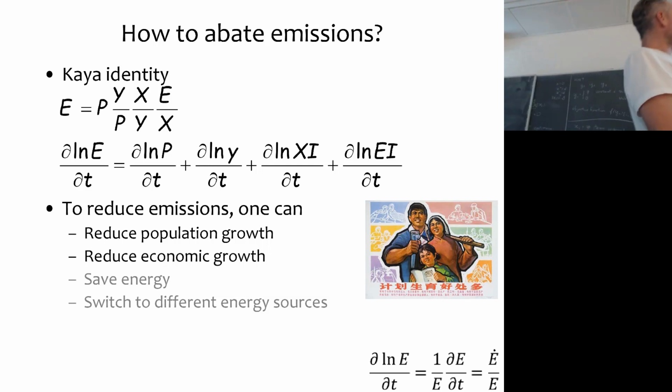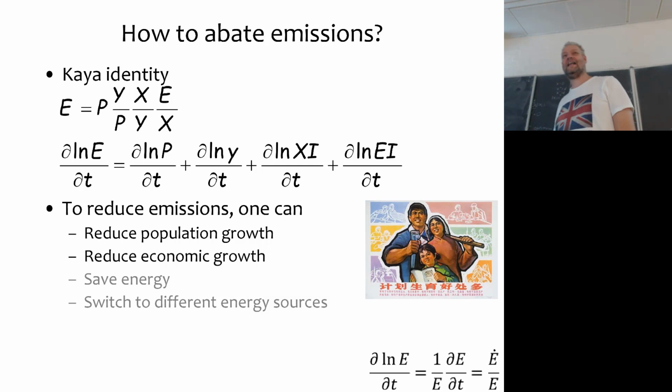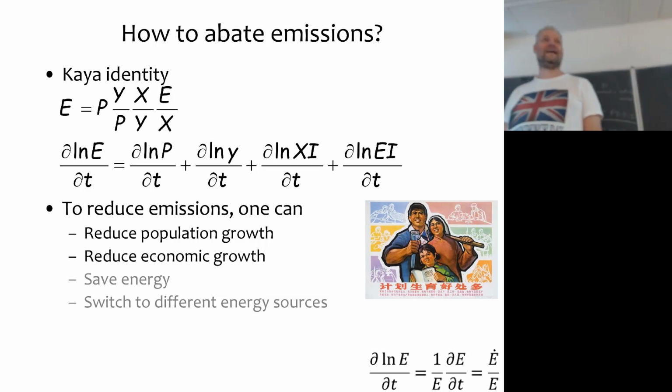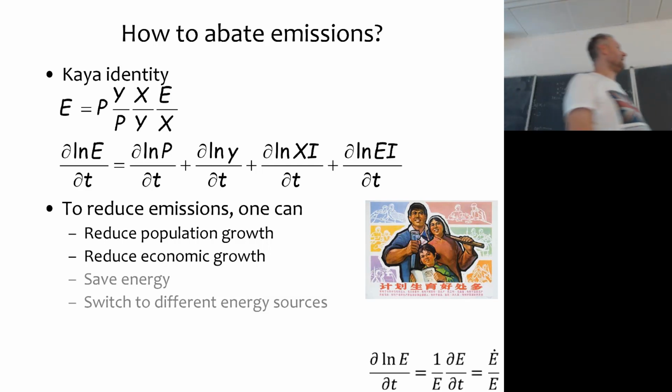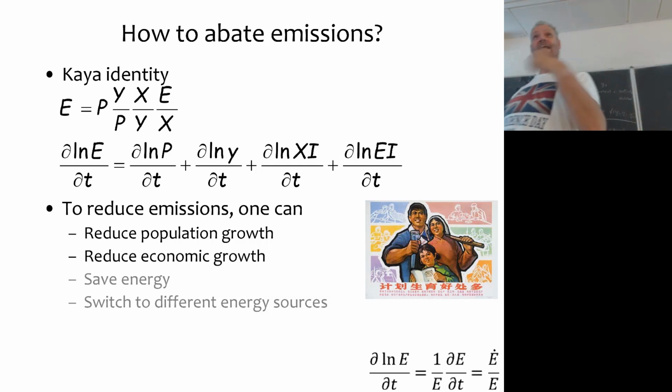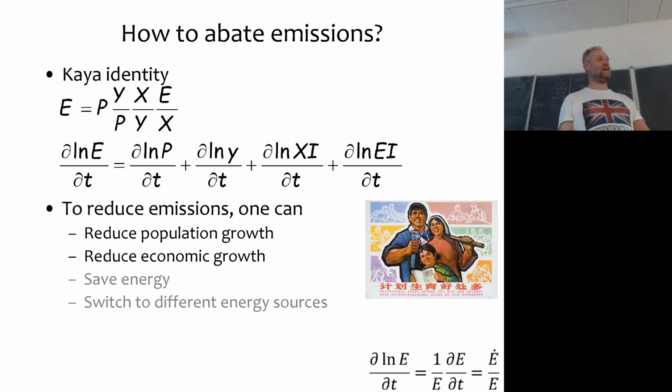You may not be used to this particular notation, d ln E / dt. What is that, right? But d ln E / dt is of course 1 over E times dE/dt, by the chain rule. And dE/dt is just a change in E, so that's typically denoted with an E and a dot above it. So d ln E / dt is just a proportional growth rate, right? That's how much emissions change per year in percentage.